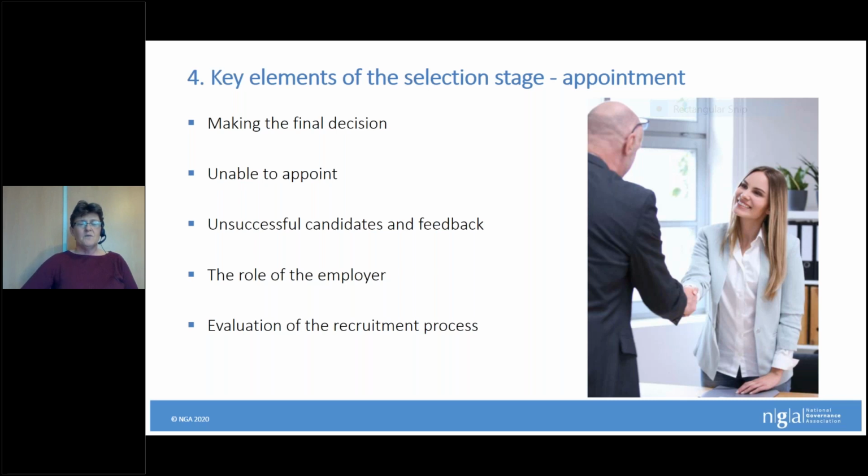When we come to the stage of appointment, we make that final decision. In some cases, it can be very straightforward. There's a really strong standout candidate. However, in other cases, there can be more prolonged discussion and deliberation.